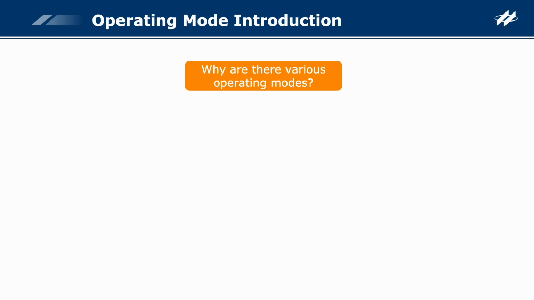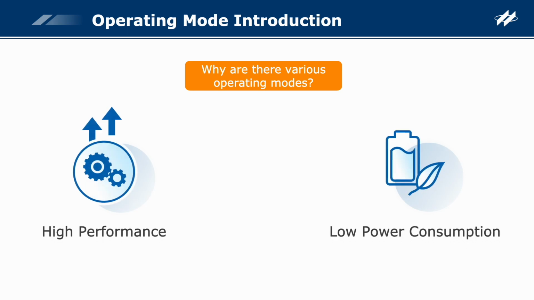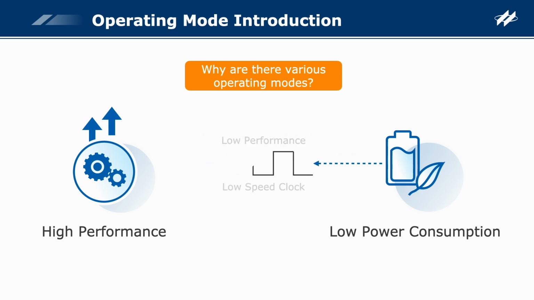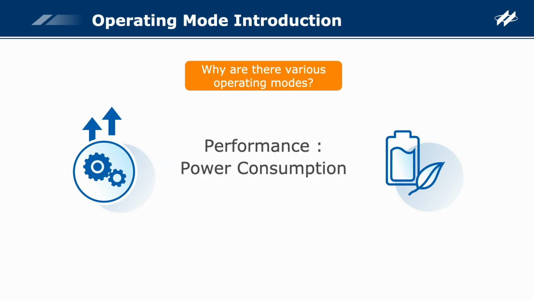Why are there various operating modes? Present-day applications require that their microcontrollers have high performance but often still demand that they consume as little power as possible. However, the high performance often requires high-speed clocks, which will result in increased power consumption. Vice versa, the low power consumption usually uses low-speed clocks, which will result in low performance. In other words, how to balance the performance and power ratio is closely related to the use of high and low clock sources in the MCUs.